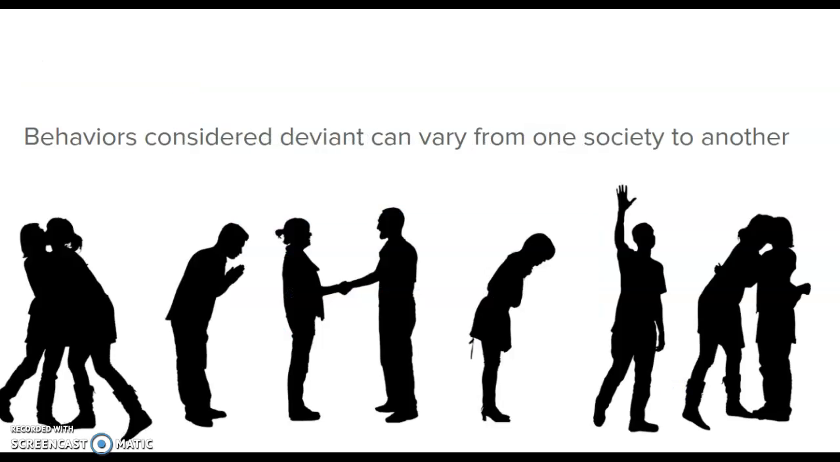Behaviors considered deviant can vary from one society to another. So sometimes things that may be acceptable in one country may not be acceptable in another country, and therefore could be considered deviant. An example of that may be wearing a headscarf in some Middle Eastern countries. Women who do not would be considered deviant.